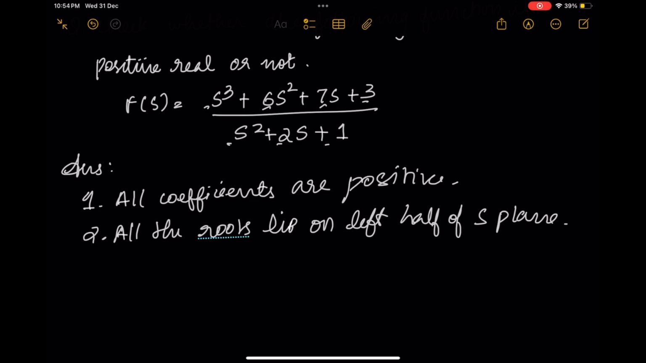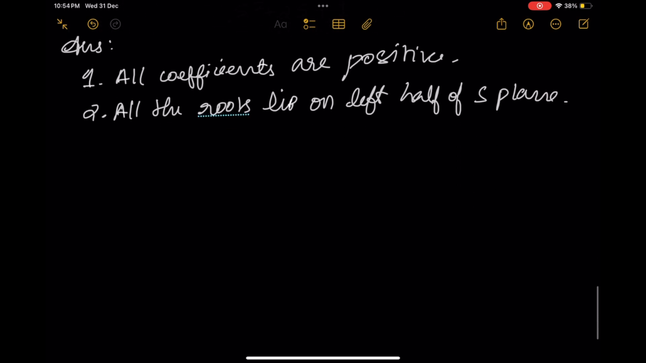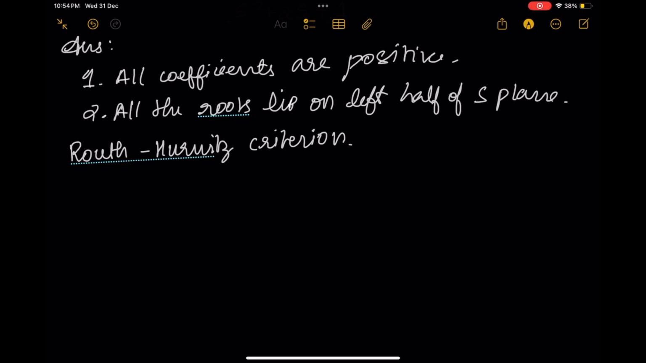But today we are going to do that in another way, the Routh-Hurwitz criterion way. That is, we'll be writing a Routh array from the given function, and we'll check whether all the poles are on the left half of the S-plane. So let me explain how we are going to do this. This criterion is mainly done to check stability. Stability actually means whether roots are on the left half of the S-plane.